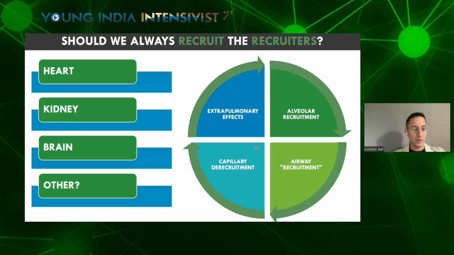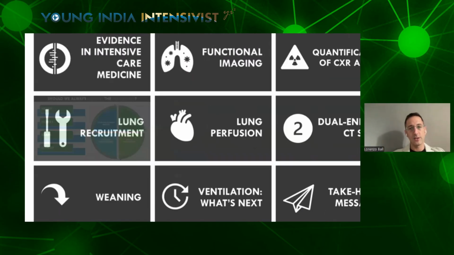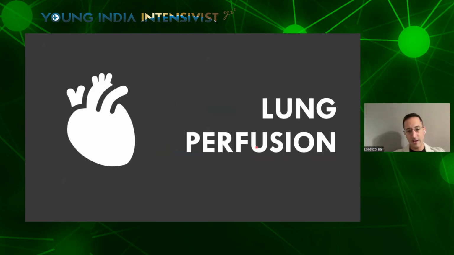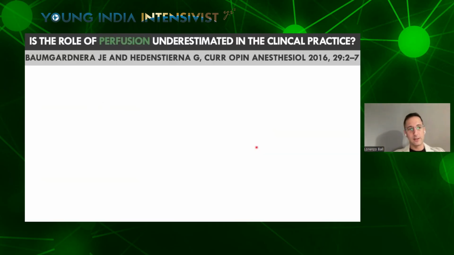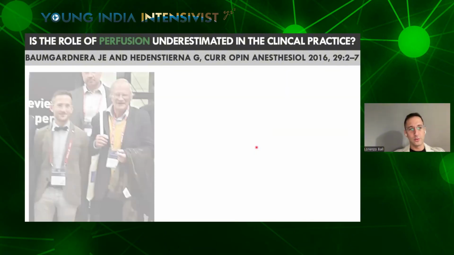We have to keep in mind that we don't recruit the lungs, but we recruit our patients. And when we decide to set PEEP based on EIT, on lung ultrasound or CT or whatever, we have to keep in mind that the lungs are not the only things we are dealing with in critically ill patients. One of the things that are very often disregarded in clinical practice is the fact that lungs themselves require a perfusion.